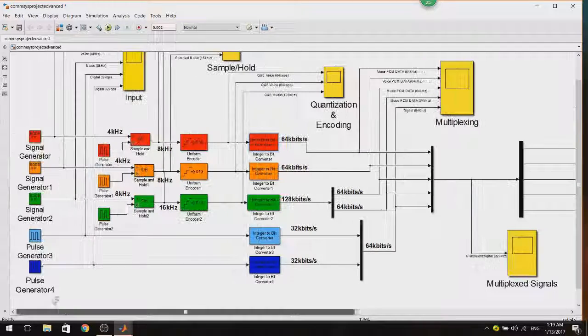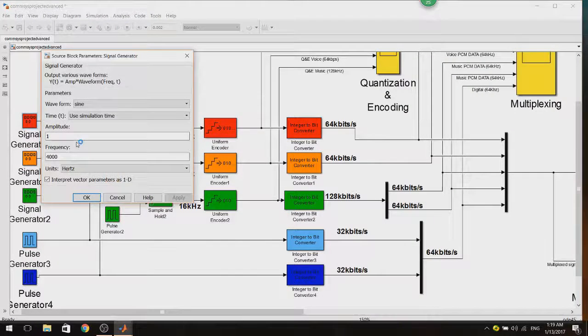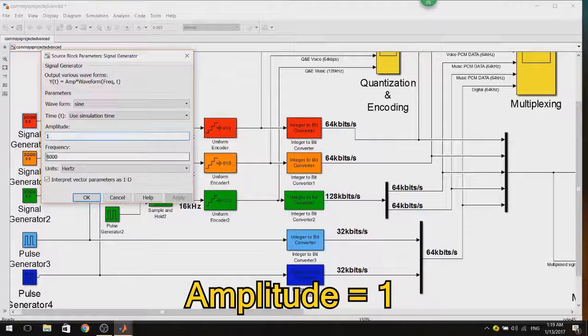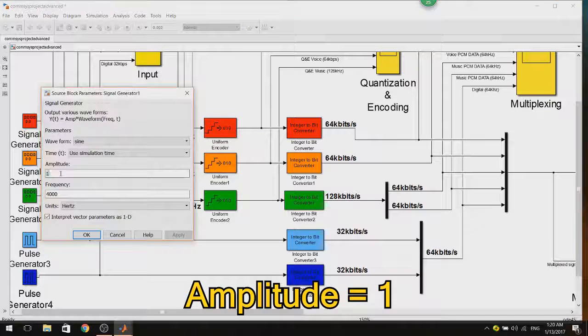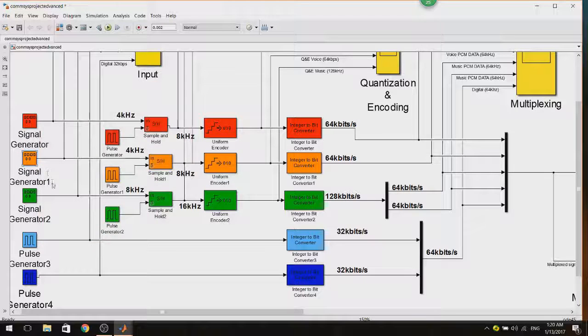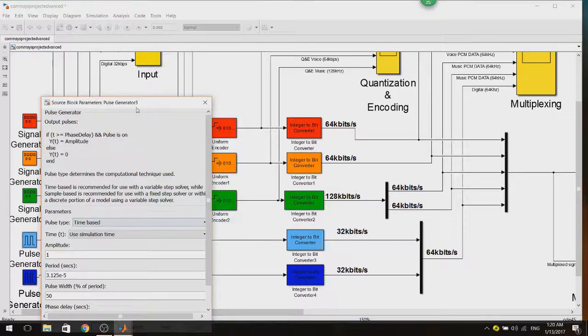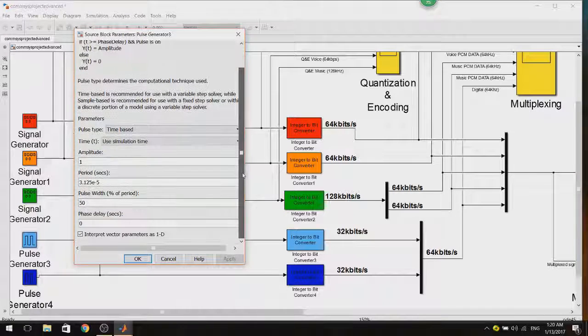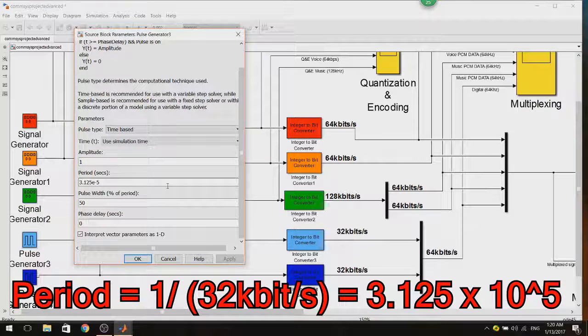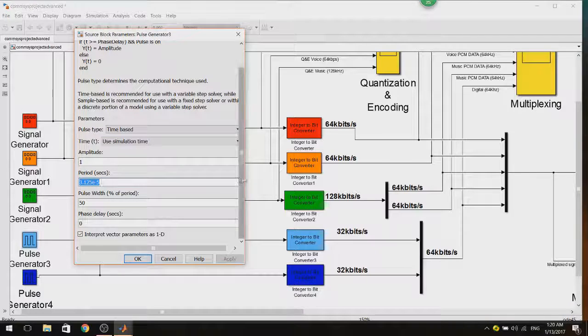First of all, it's the input. We say it as MP1, C4000. MP1 because it's a voice channel, 4 kHz. 8 kHz frequency for the music channel, the green one. The blue one is the telemetry channel. Required is 2 kilobits per second. So how we get this is 1 divided by 2 kilobit, then 50 percent.